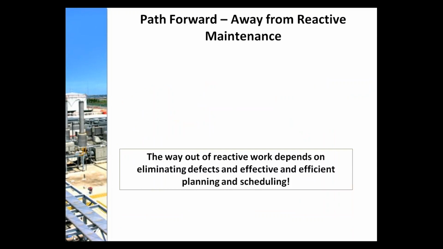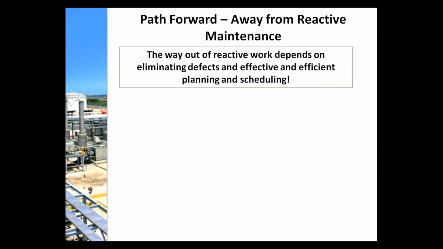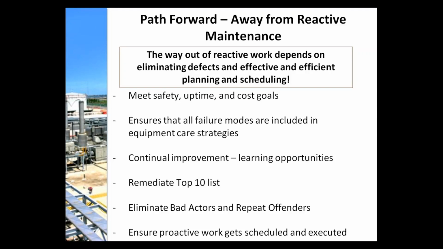So what is the path forward? The way out of reactive maintenance really depends on eliminating defects and doing efficient planning and scheduling. Again, going to that previous slide, knowing what the defects are, rearranging or redesigning the care, and then making sure that care gets executed. So good planning and scheduling, so you can meet the safety and uptime goals and ensure that all failure modes are included in the equipment care strategies so you're not surprised by a new failure.